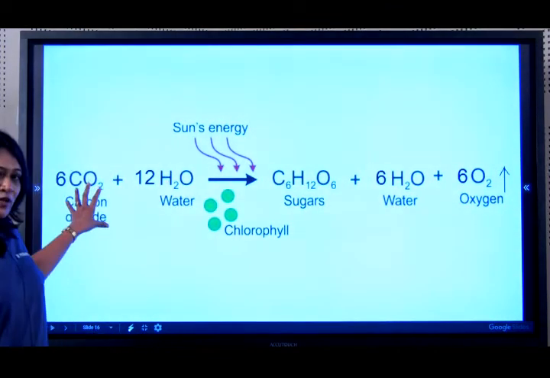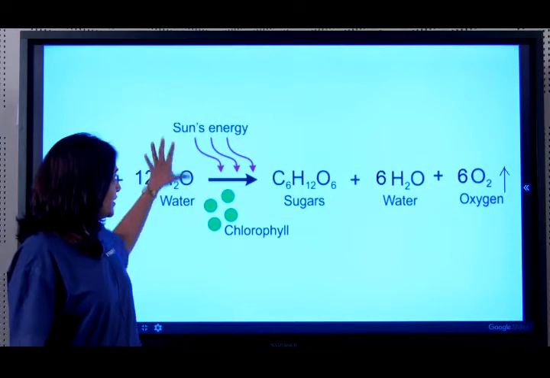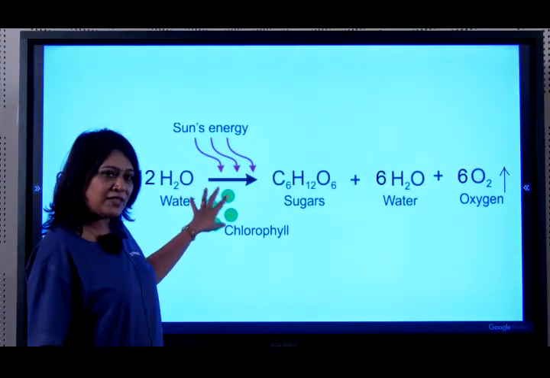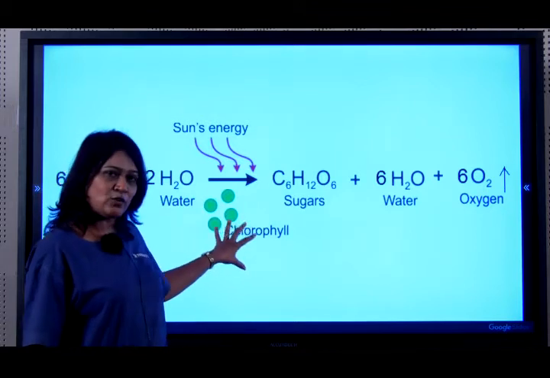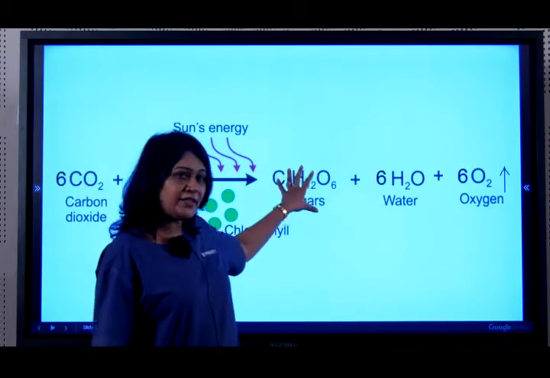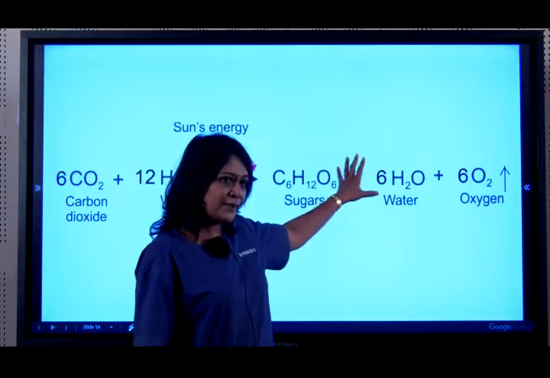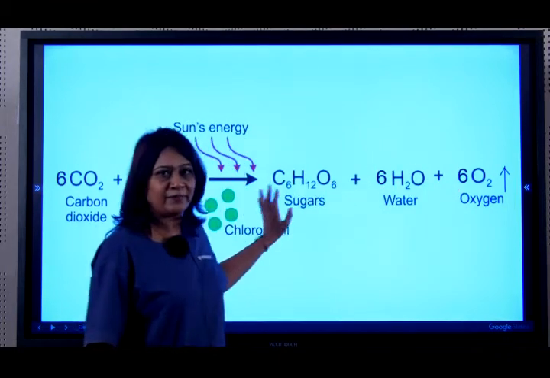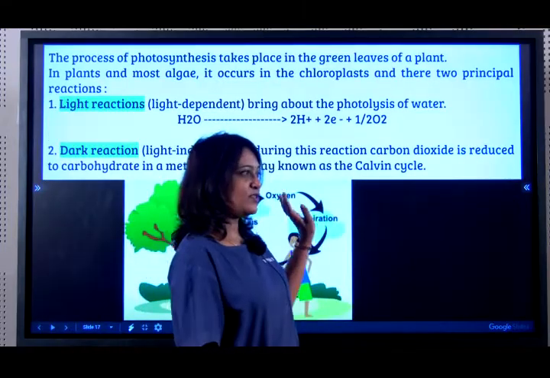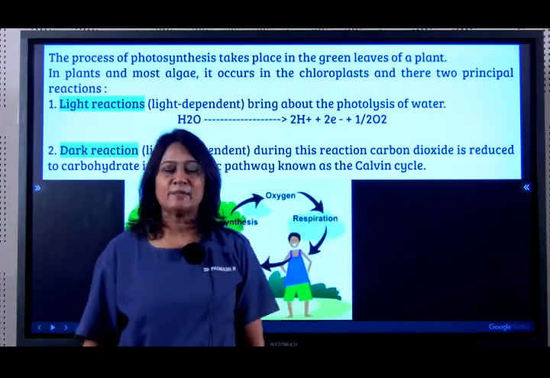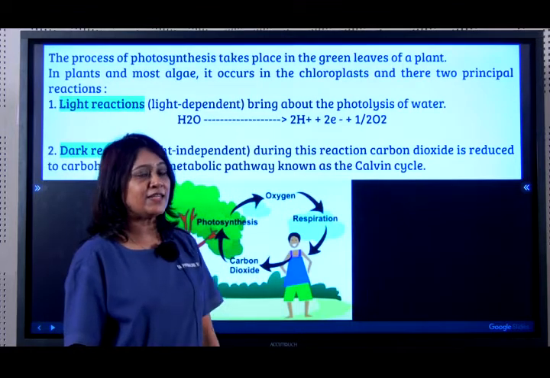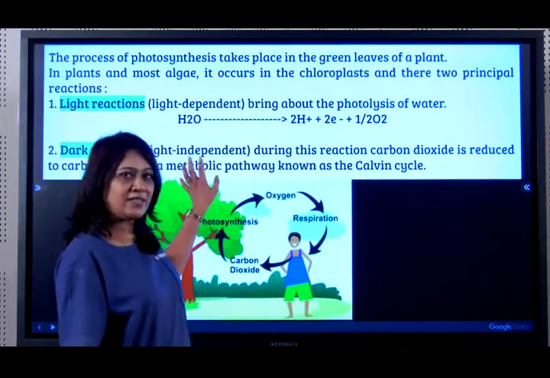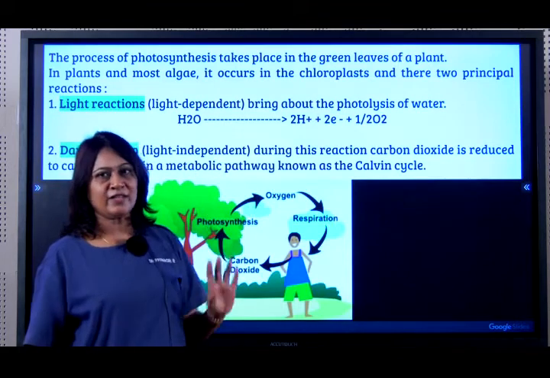So you have carbon dioxide here, you have water here, in the presence of sun's energy and in the presence of these beautiful cells containing chlorophyll, it gets converted into glucose or sugars, and it releases oxygen into the air. And water. Now this process of photosynthesis, which takes place in the green leaves, is dependent on 2 principal reactions. So what are these? You have a light reaction and you have a dark reaction.